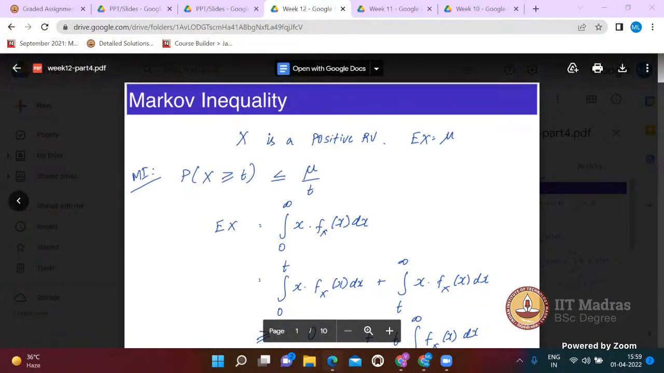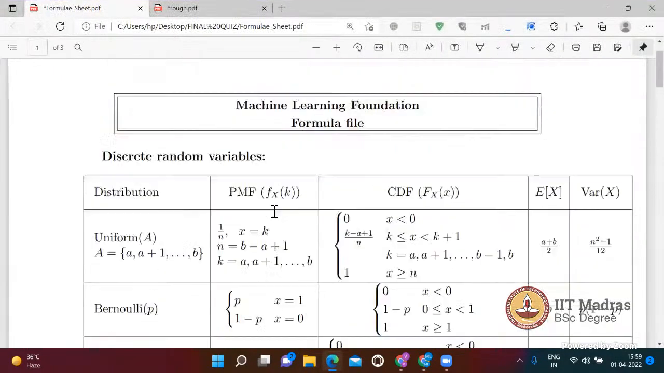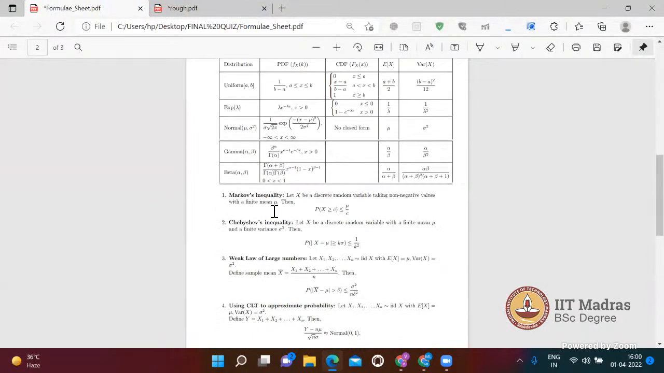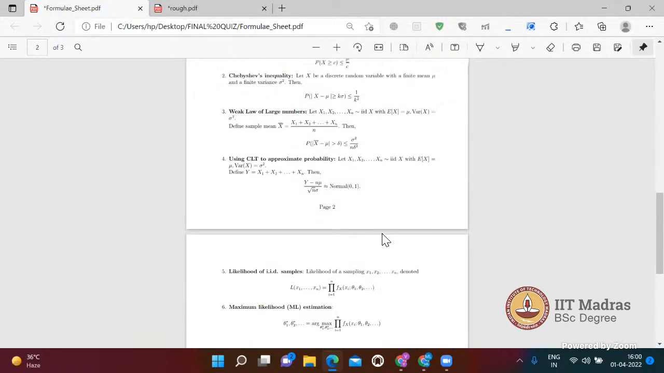Okay, thank you. So this formula set will be there. You'll get this total formula set. All the formulas related to probability will be there, right? And there are not many formulas related to earlier weeks. So all these formulas will be there, so don't worry about remembering them.